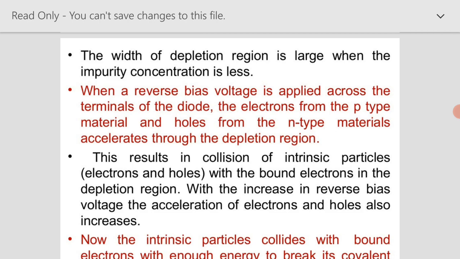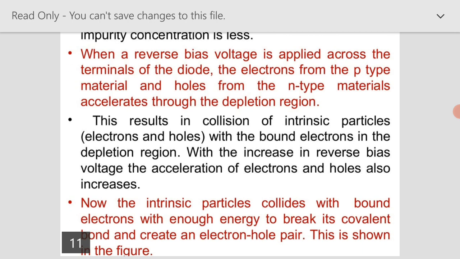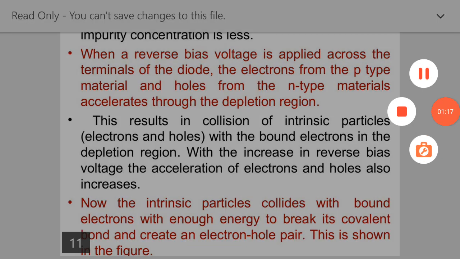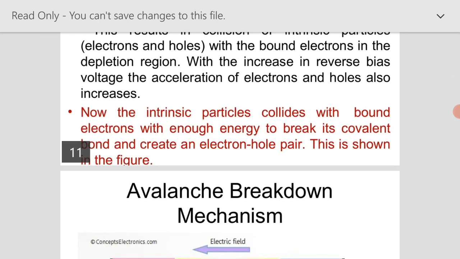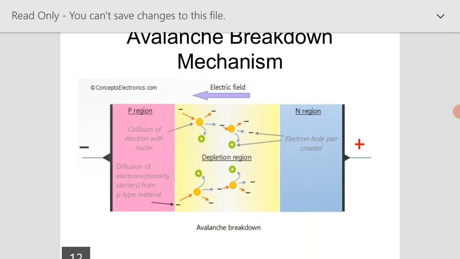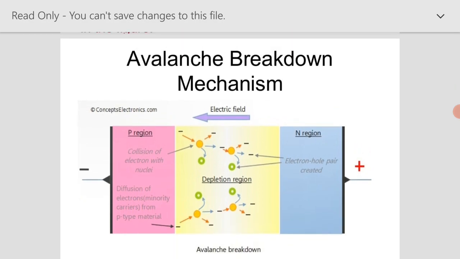This results in collision of intrinsic particles, electrons and holes, with the bound electrons in the depletion region. With the increase in reverse bias voltage, the acceleration of electrons and holes increases. Now the intrinsic particles collide with bound electrons with enough energy to break their covalent bonds and create an electron hole pair. This is shown in the figure. The avalanche breakdown mechanism is as shown in the figure.